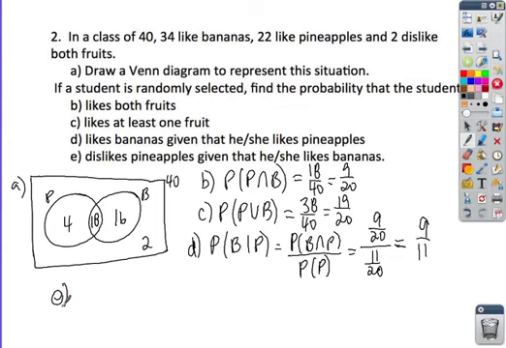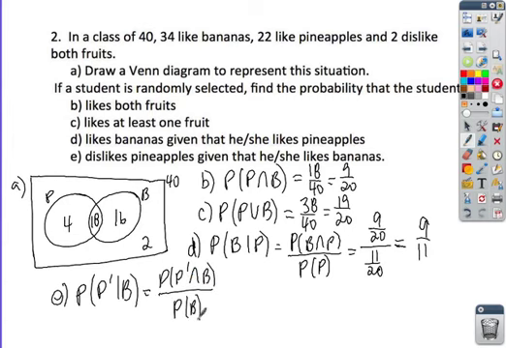dislikes pineapples given that he or she likes bananas. Again, using the notation, dislikes will be not pineapples given bananas. And again, using the formula, that'll be the probability of not pineapples and bananas over the probability of bananas. And again, putting in the probabilities that we know. For the value in the numerator, we can read that out of the table. So it's not pineapple and bananas.